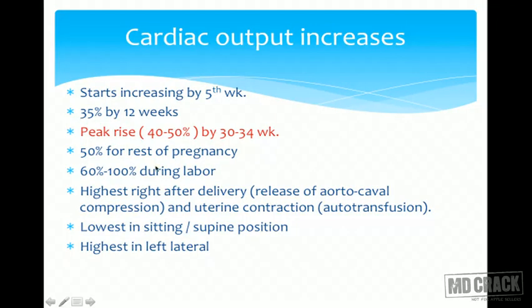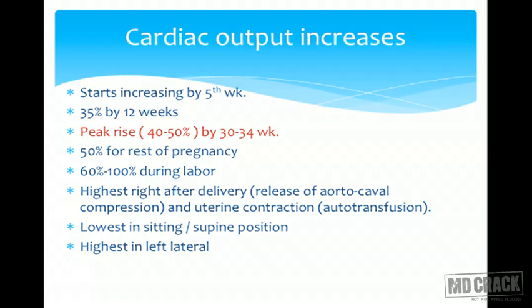In the rest of the pregnancy, the cardiac output is raised by 50%. During labor, because of tachycardia, stress of labor, and bearing down by the mother, it rises by 60 to 100%. And the highest rise is when the delivery takes place. Suddenly the baby is out, the placenta is out, minimal blood loss is there, but now the uterus is retracting and the whole volume is coming back to her own circulation.